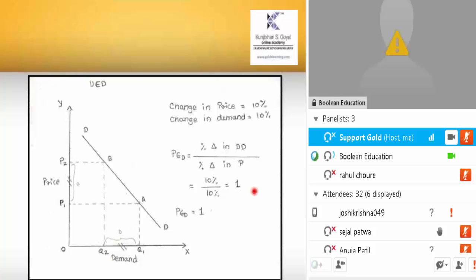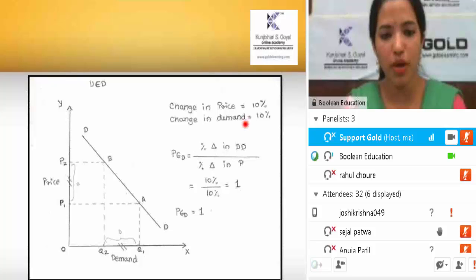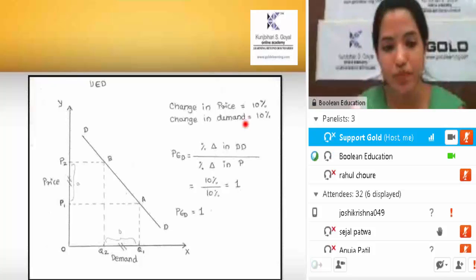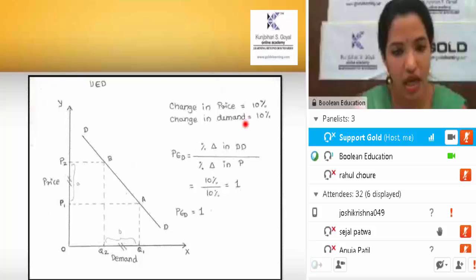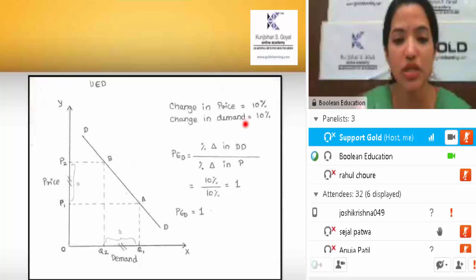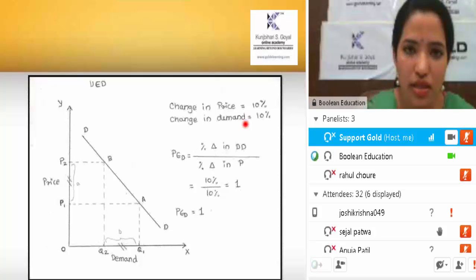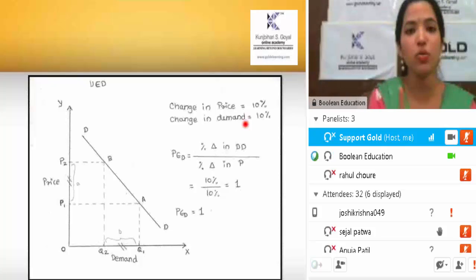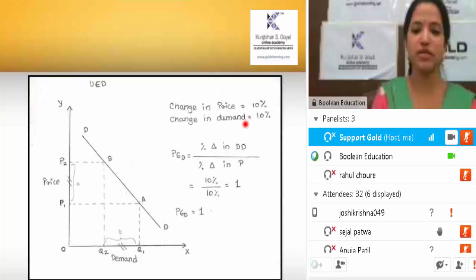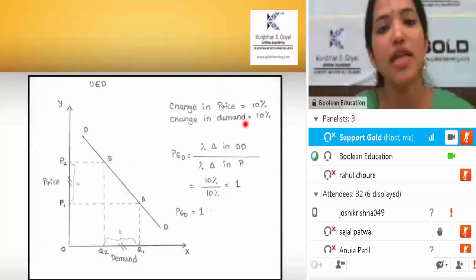Now let's put this in the formula. Our formula says price elasticity of demand equals percentage change in demand divided by percentage change in price. Right? Let's put in how much is the percentage change in demand? 10%. 10% divided by how much is the percentage change in price? 10%. Right? So 10 divided by 10 equals 1. Hence 1. 1 is what? Unit. Hence this elasticity is known as unitary elasticity of demand or unitarily elastic demand.